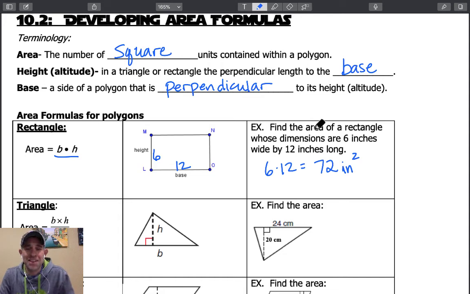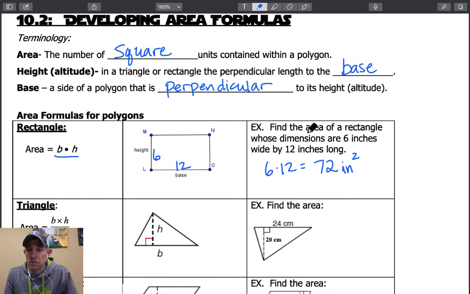Guys, today we're taking a look at developing some area formulas for some pretty common two-dimensional polygons. We're going to start off with the area formula for a rectangle, which is really familiar to you guys already. It's simply the product of the base times the height, or the product of its dimensions.